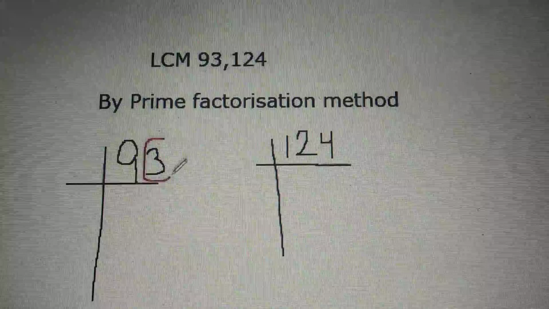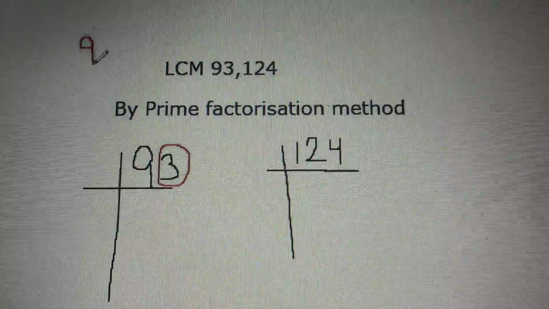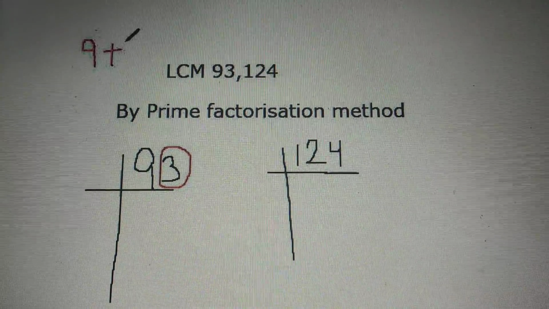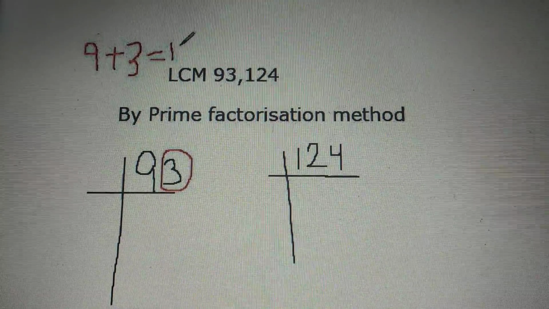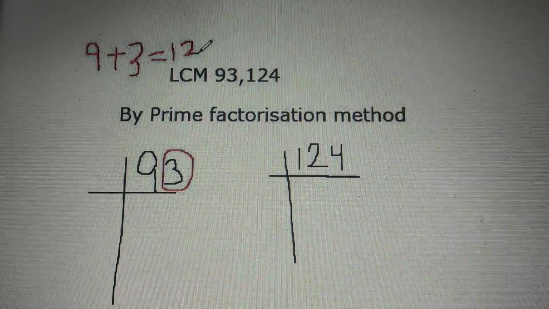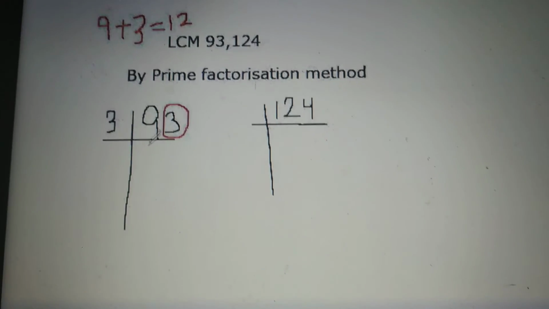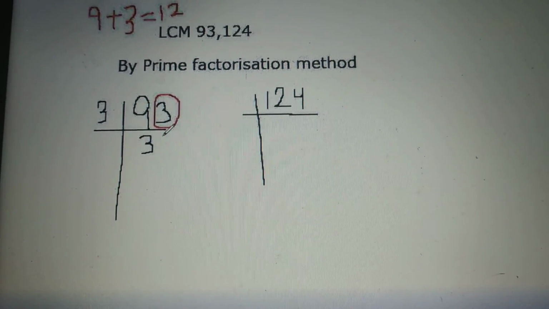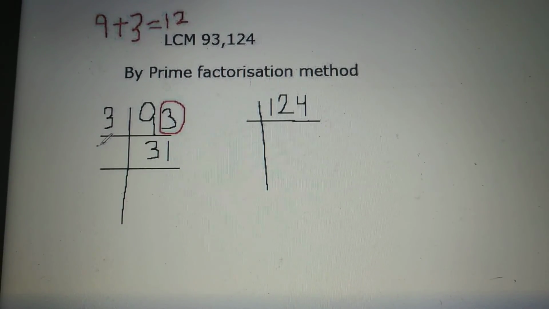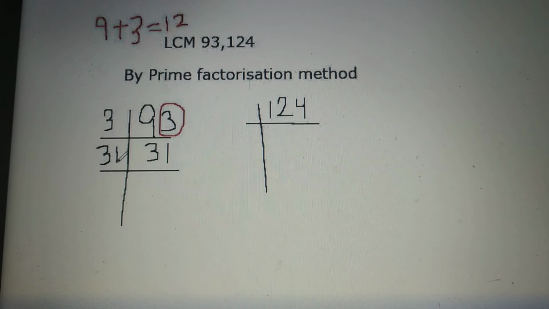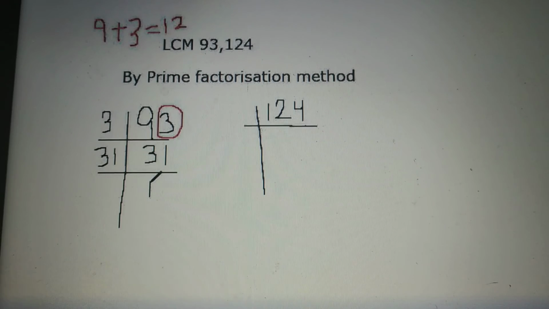To check whether this number is divisible by 3 or not, I will add these digits. 9 plus 3 is 12, and 12 is a multiple of 3. That means this number is divisible by 3. So I will start dividing this number by 3. 3 3s are 9 and 3 1s are 3. Now my next number is 31. 31 is a prime number. It doesn't come in the table of any other number. So I divide 31 by 31 and I get 1.